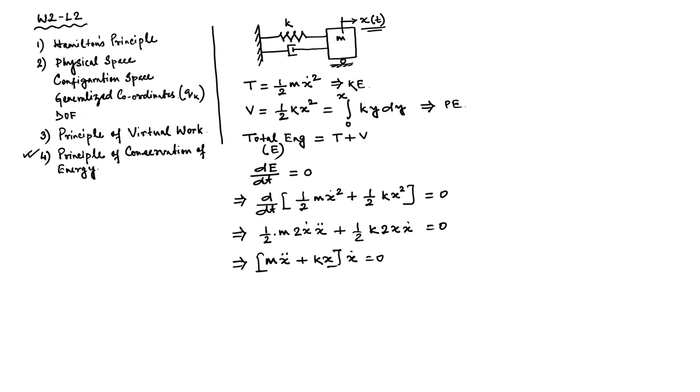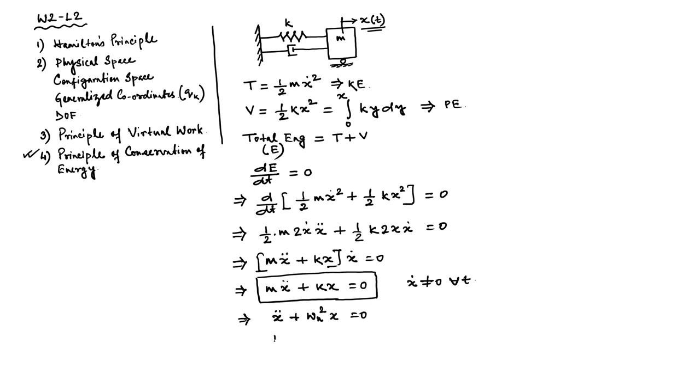Now, obviously, if this condition is satisfied, the right hand side is 0, then we have m x double dot plus k x is equal to 0, because x dot is not equal to 0 for all t. Then what we get? We get again the equation of motion. This is the same equation of motion we derived using D'Alembert's principle, right. And then from this equation, what we get again? x double dot plus omega n square times x is equal to 0. So, omega n square is equal to k by m.